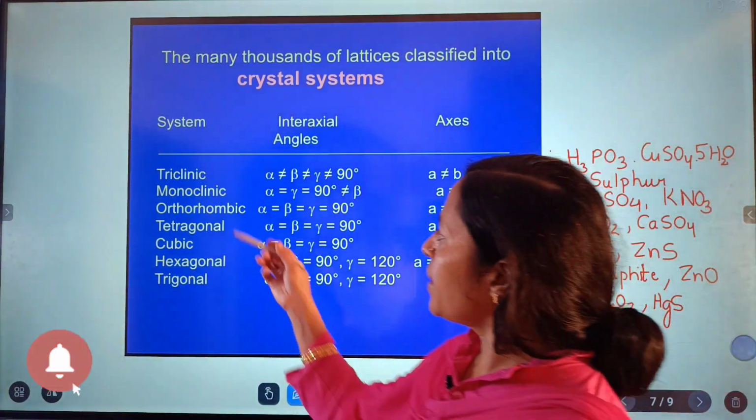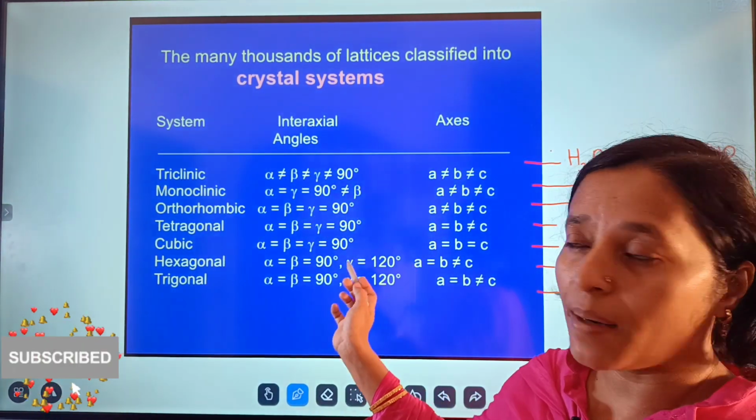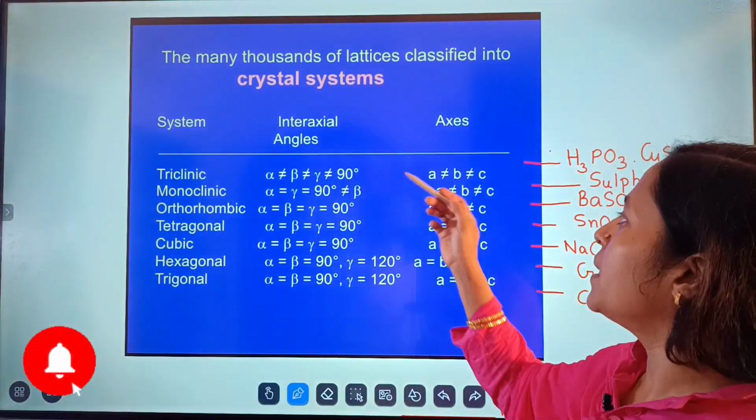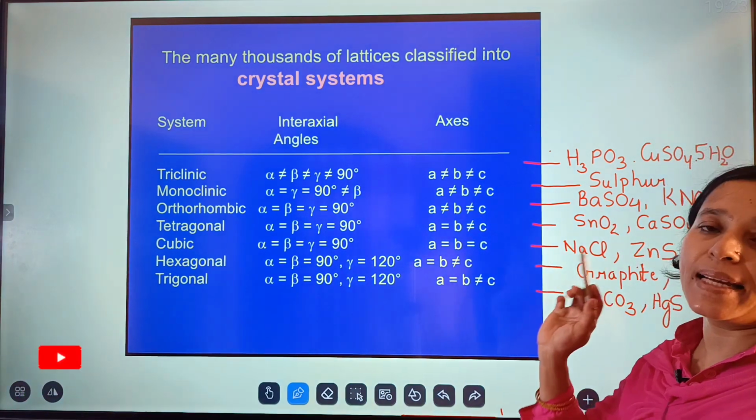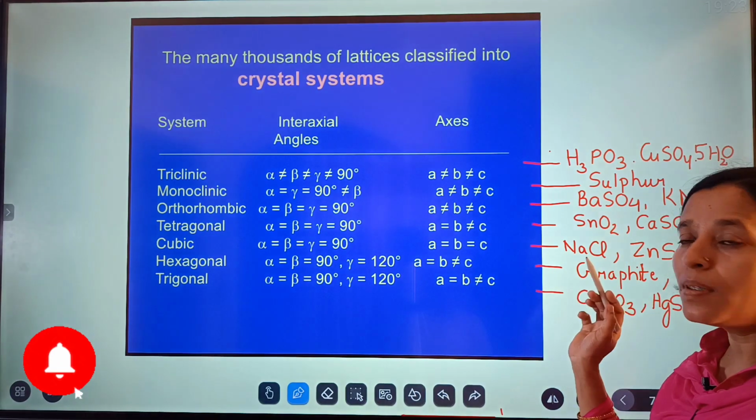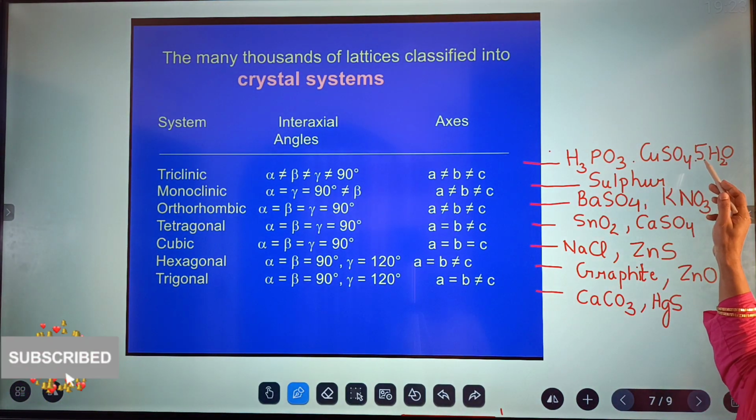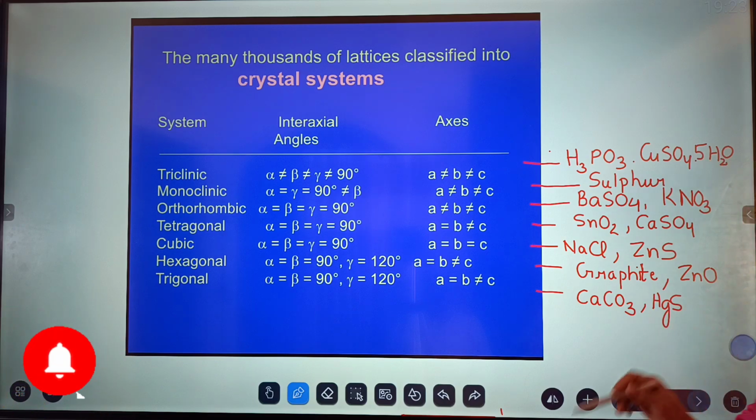In the case of triclinic, alpha angle is not equal to beta, it is not equal to gamma, and they are not equal to 90 degree. Similarly their sides, their edges, they are also not equal. A is not equal to B, is not equal to C. The example of it is H3PO3 and copper sulfate along with water of crystallization.